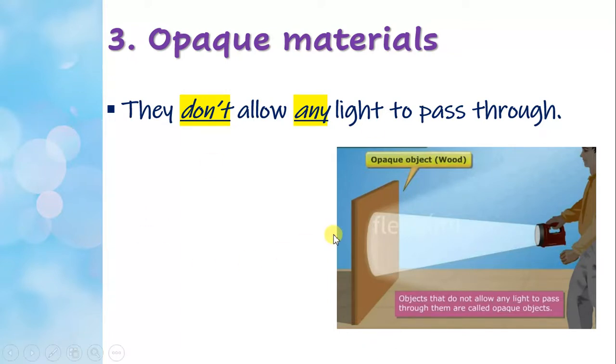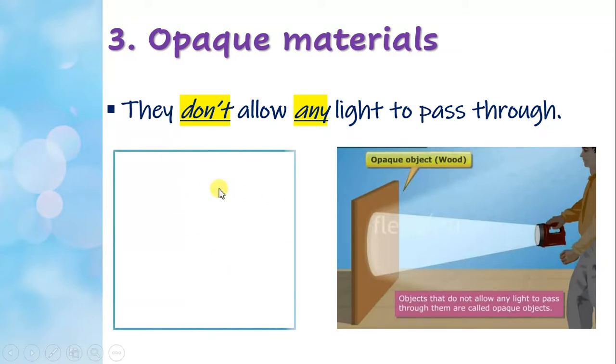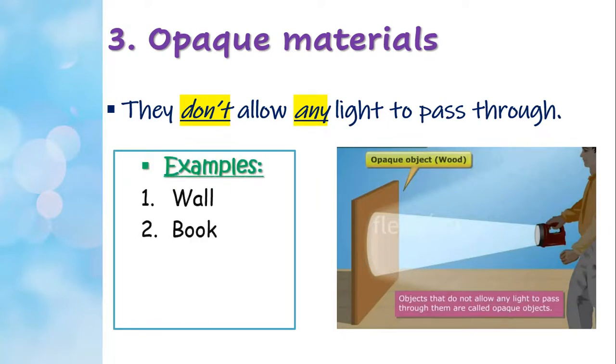They either absorb the light or reflect the light. We will know tomorrow, inshallah, the meaning of reflection of light. And from the examples of opaque material: wall, as I said, book, bowl, tree, all of these materials and more are opaque materials that don't allow any light to pass. But what happens to the light that doesn't pass through the opaque material?